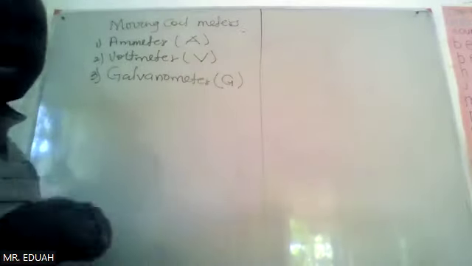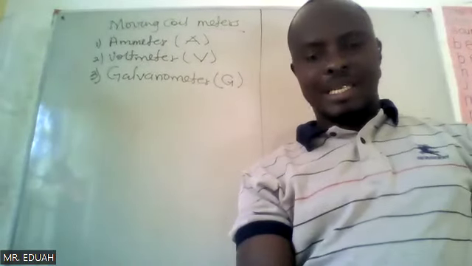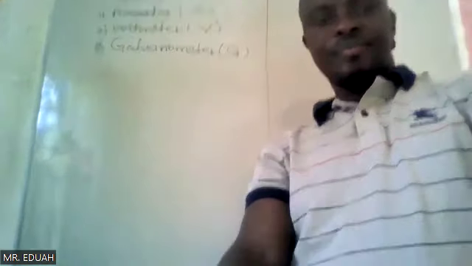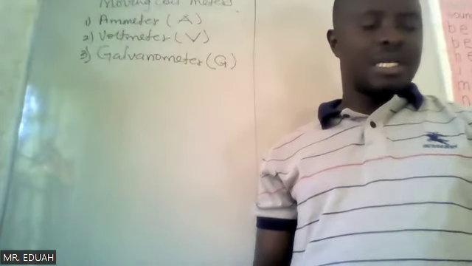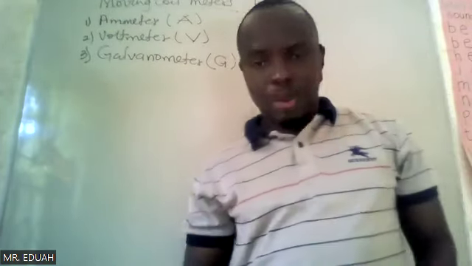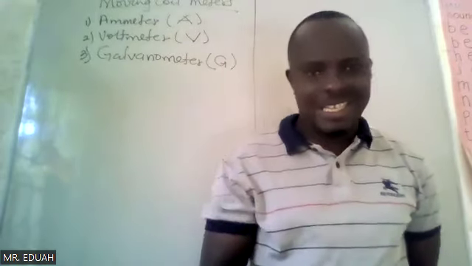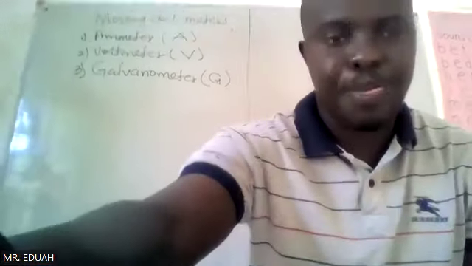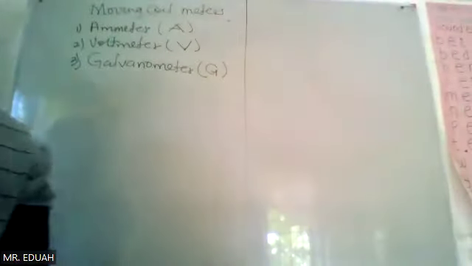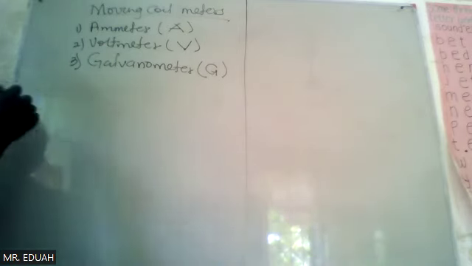These are instruments that operate on the principle of electromagnetic induction. Yesterday I explained to you what electromagnetic induction is. When we talk about electromagnetism, we have electromagnetic induction, which we would also talk about, and electromagnetism. Electromagnetism is a principle of making an artificial magnet using electricity.